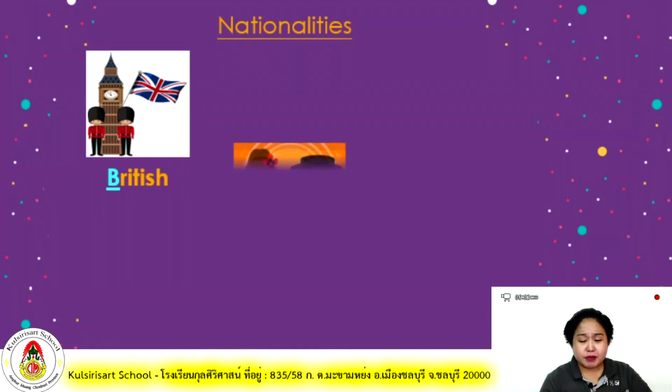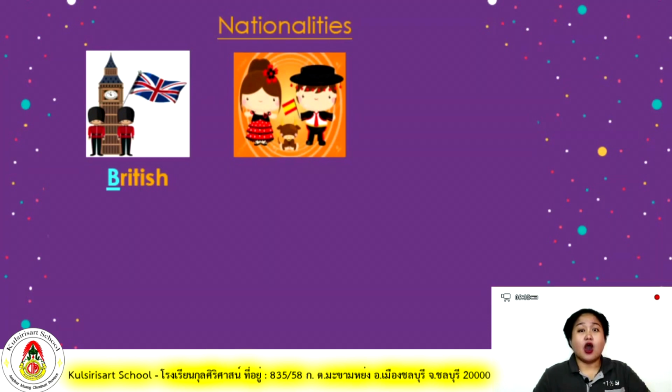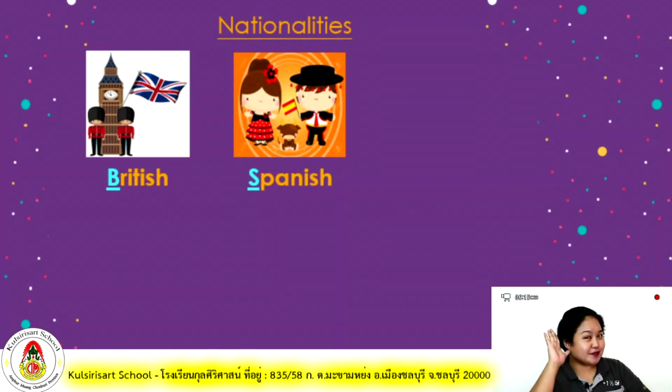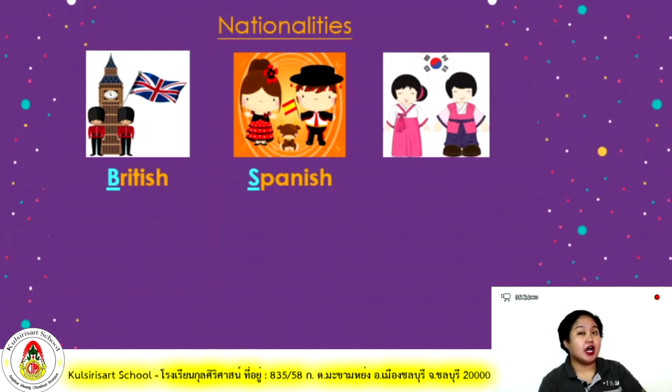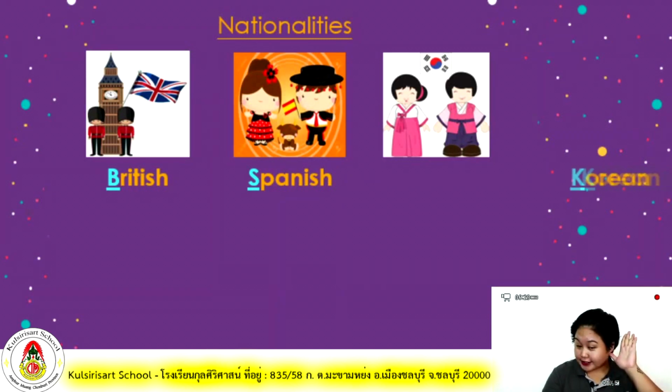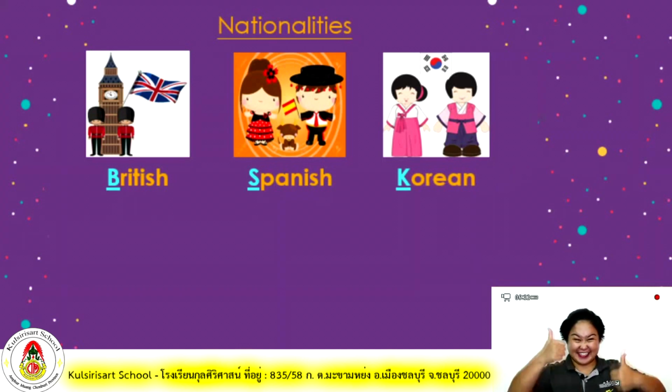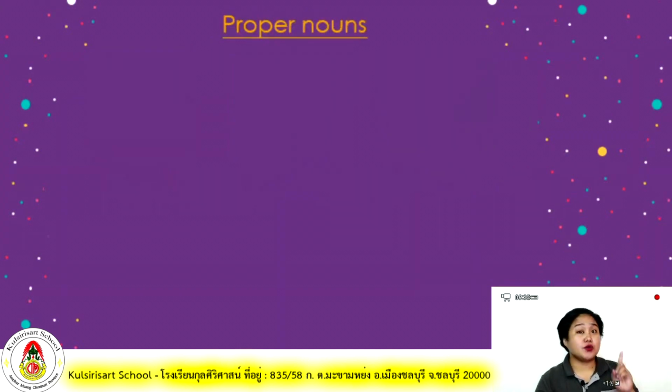Good job. How about people who live in Spain? How do we call people living in Spain? We call them Spanish. Can you say Spanish? Again, Spanish. Very good. How about people living in Korea? What do we call them? We call them what? Korean. Very good. Next, we also use capital letters when we talk about proper nouns.